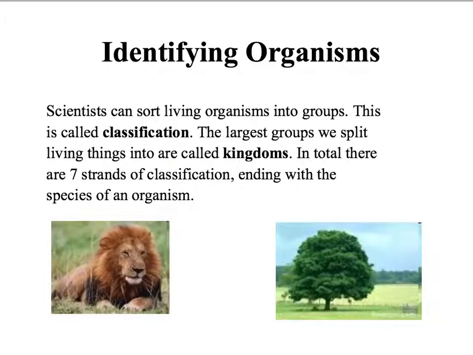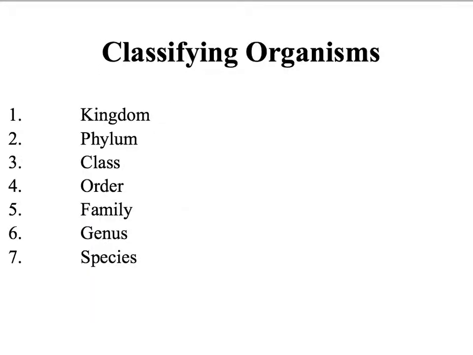The activities you have just completed should give you some insight into the way that biologists sort living things. Scientists sort living organisms into groups, and this is what we call classification. The largest of the groups that we split living things into are called kingdoms, and in total there are 7 strands of classification, finally ending up with the species of an organism. The 7 strands of classification are kingdom, phylum, class, order, family, genus, and species.